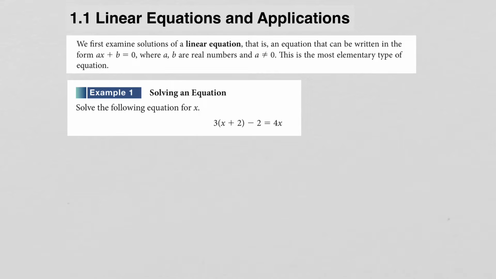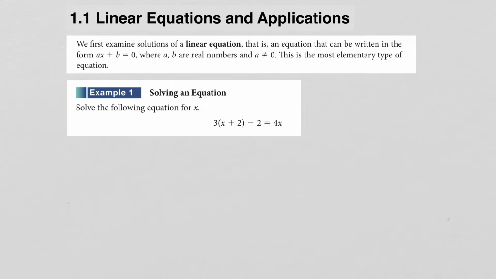Solve the following equation for x. 3 times the quantity x plus 2, minus 2, equals 4x. Now, I will assume that you have had some kind of practice with solving equations in the past, so this will be treated as a sort of review.